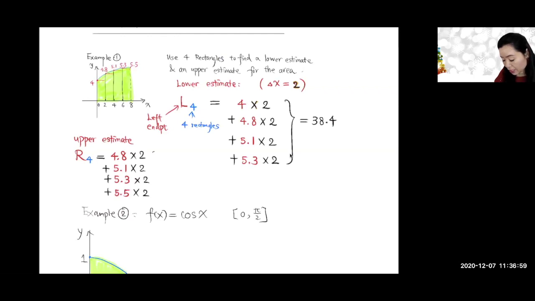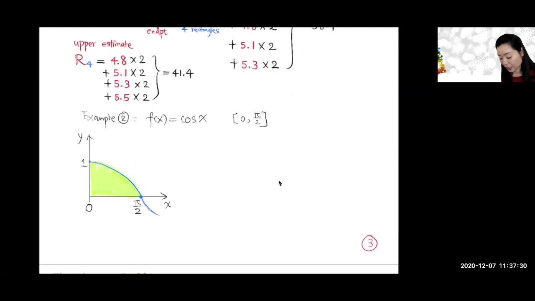Do the calculation, so that's equal to 41.4. So this is an overestimate, this is an underestimate. The exact area under the curve is going to be somewhere between these two numbers. Maybe you can take the average of these two to approximate the area under the curve.